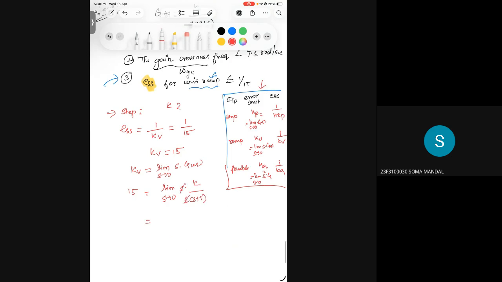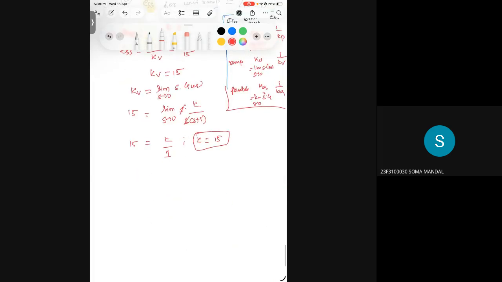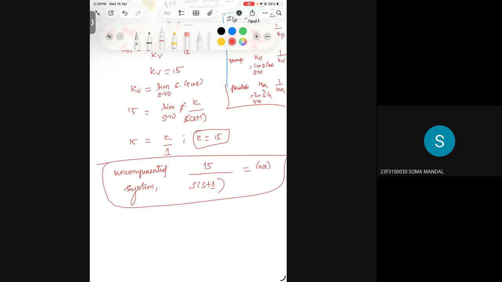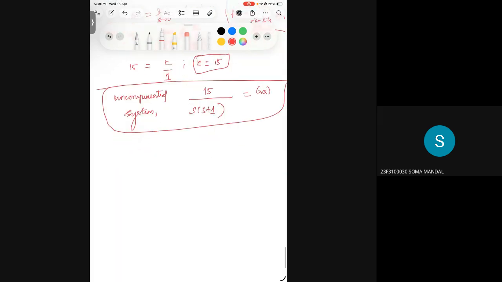So this s will get cancelled. So k by 1 is 15, so k will also be 15. Now I found k. So the original uncompensated system is 15 divided by s into s plus 1. This is my G of s, right? Step 1 over.